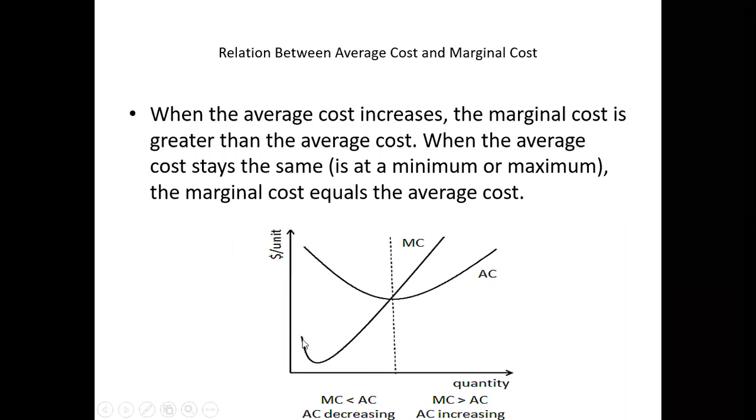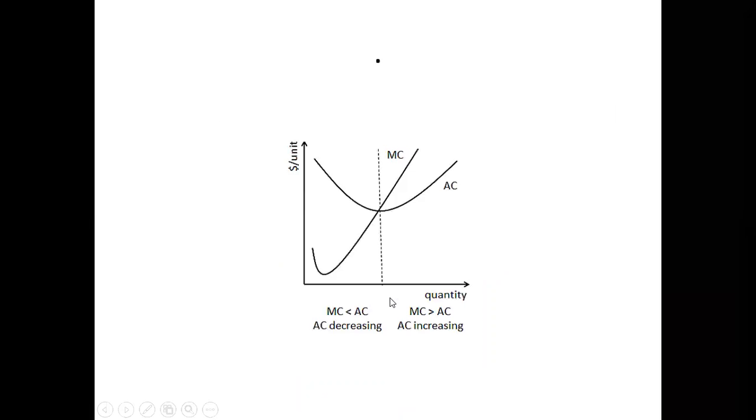If marginal cost increases, it is due to the law of diminishing returns. I will explain the law of diminishing returns later on. So just remember the shape of the two curves. This is the shape of the average cost curve. This is the shape of the marginal cost curve. Look, they intersect at this point.